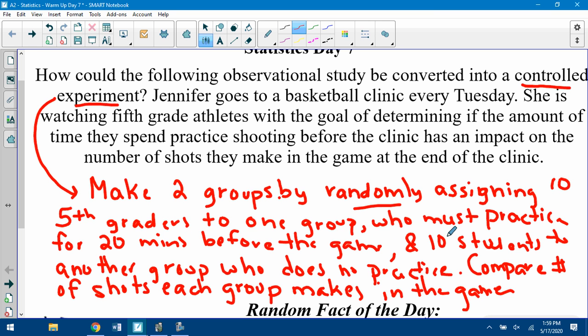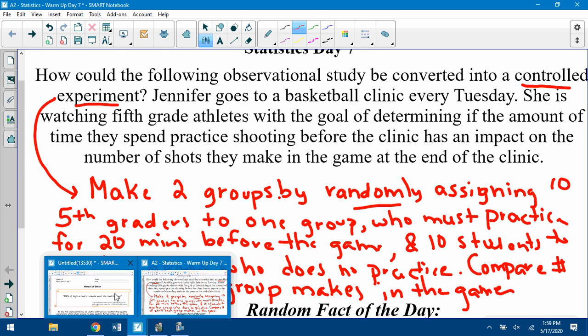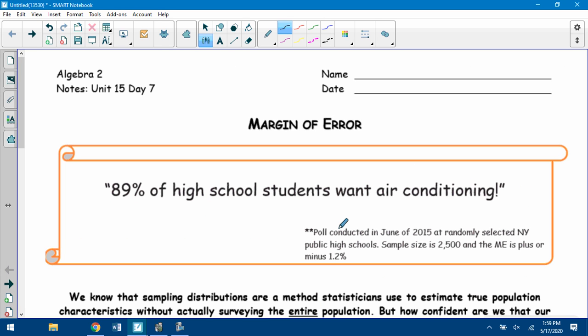Okay, there's definitely other answers, and if you want to check if yours is right, feel free to email me and ask, but that's the general idea. Okay, so today we're talking about margin of error. And here's a headline that was in a newspaper a few years back.